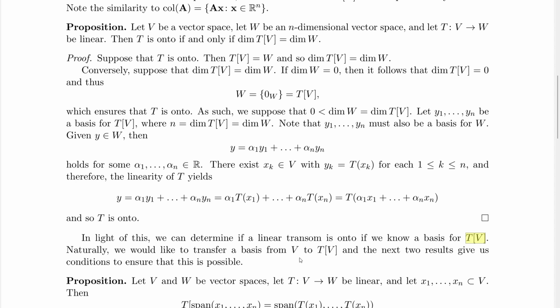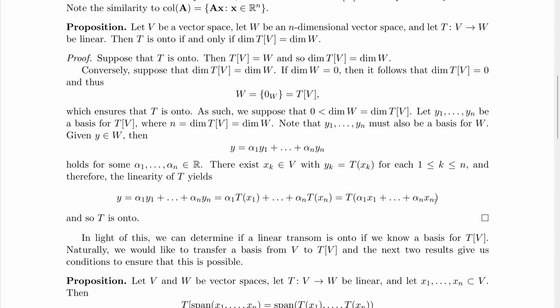Well, naturally what I would want to do is take a basis for the domain and carry it over. So when can I do that? When can I take a basis for my domain and bring it over to my range? Right. And we will now demonstrate a pair of results that gives us the situation for that.